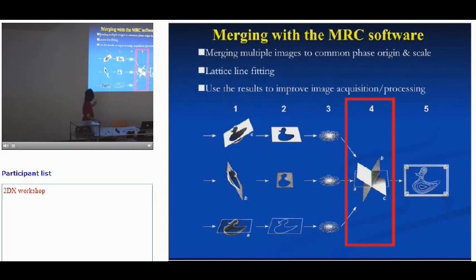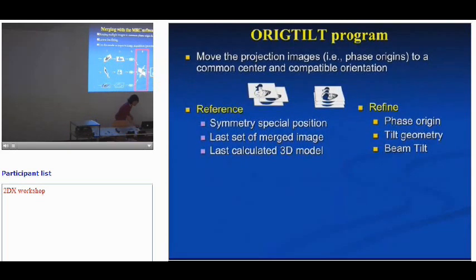One is how we use the Oracle Tilt program to merge multiple images to a common phase origin, scale, and other things. And there is some fitting, how to fit the lattice line and how to use it. And I want to spend some time to tell you how we can use all these results to improve our image acquisition and the processing.